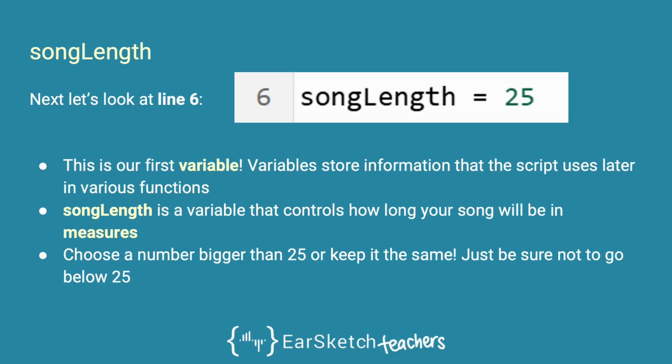Song length. Next, let's look at line 6. This is our first variable. Variables store information that the script uses later in various functions. Song length is a variable that controls how long your song will be in measures. Choose a number bigger than 25 or keep it the same. Just be sure not to go below 25.